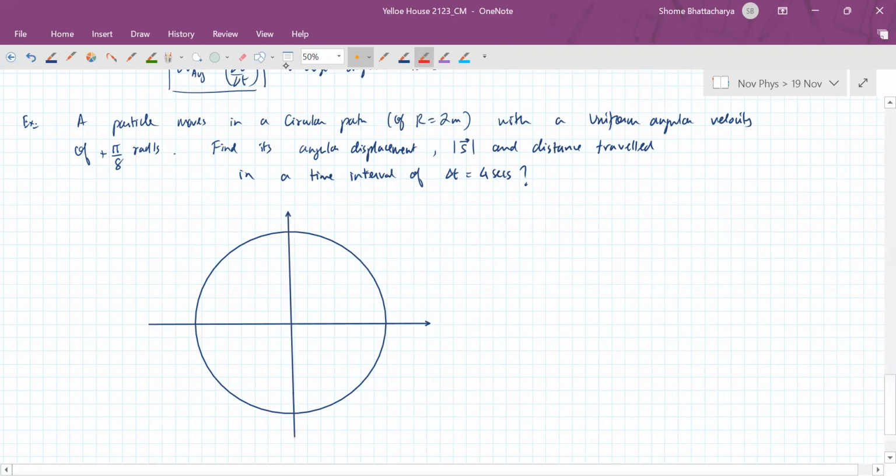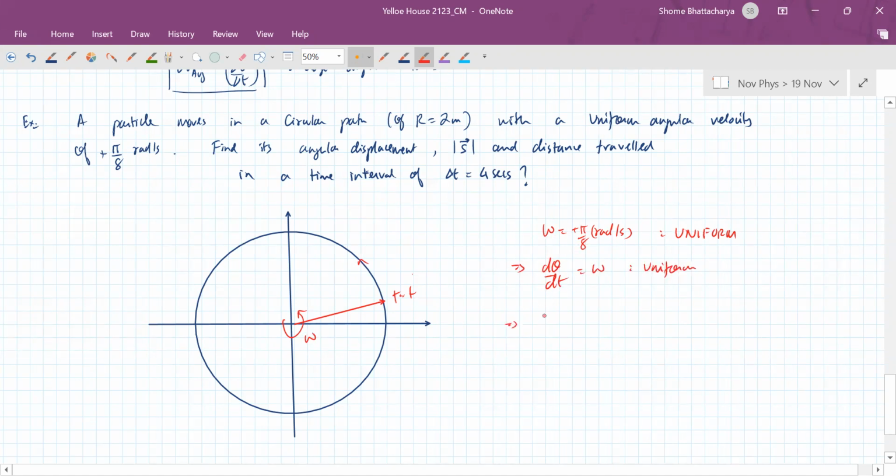So let's say the particle did not start from the x-axis. Suppose it was here at some time t, and then it has an angular velocity in this direction, which is uniform. Now omega is given to me as uniform, of how much? Pi by 8 radians per second. But more importantly, this is uniform. So this tells me that d theta by dt, which is omega, is uniform.